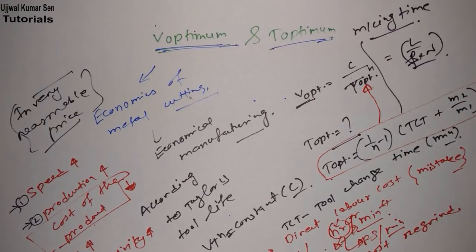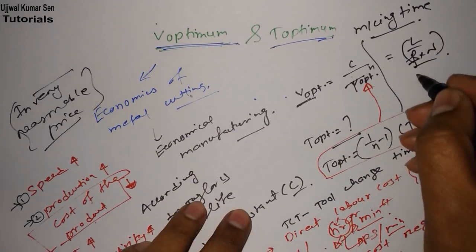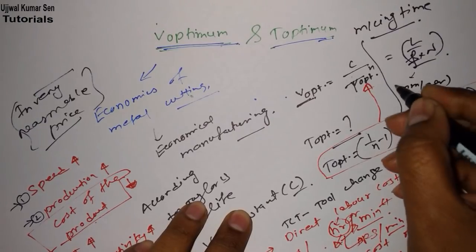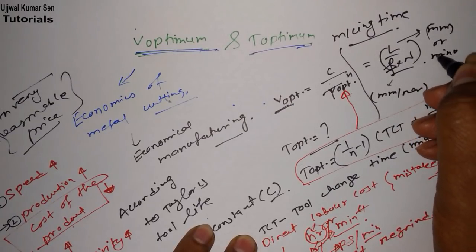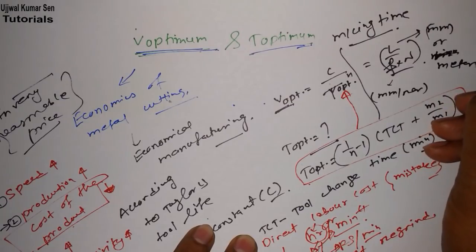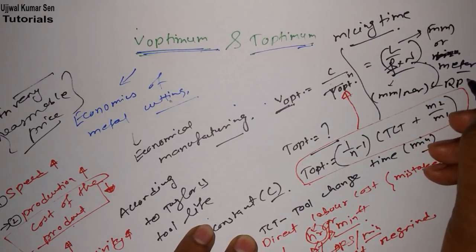Machining time is equal to L by (F into N). What is L? Length of machining, that means the length for which the tool is traveling, is known as L. F is feed. Most of the time feed rate is given in mm per time. What time? Maybe minute, maybe second, that is dependent on the question. If you're talking about feed per revolution, its unit is mm per revolution. And N is revolutions per minute.